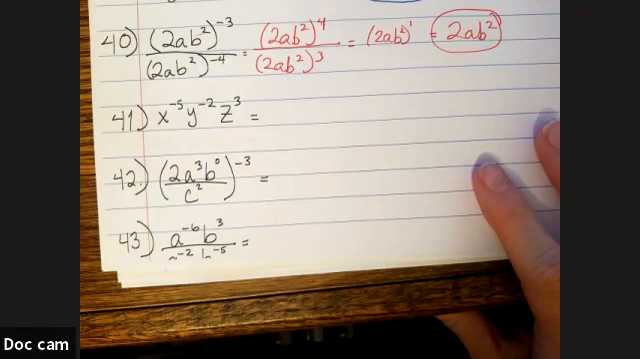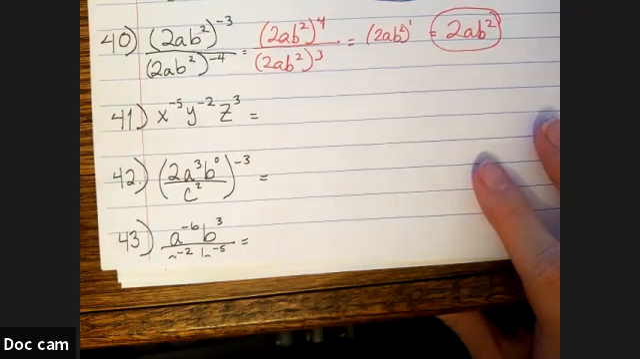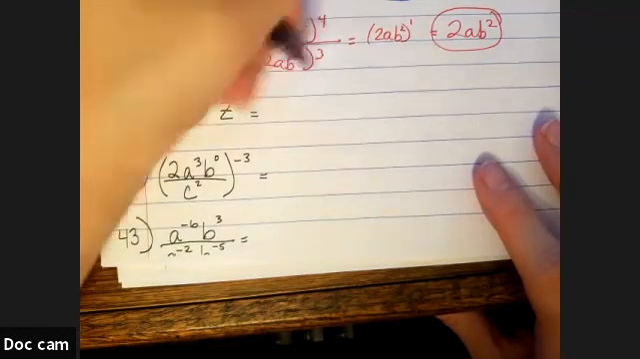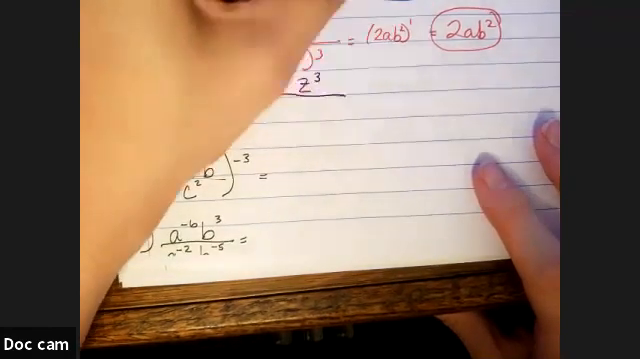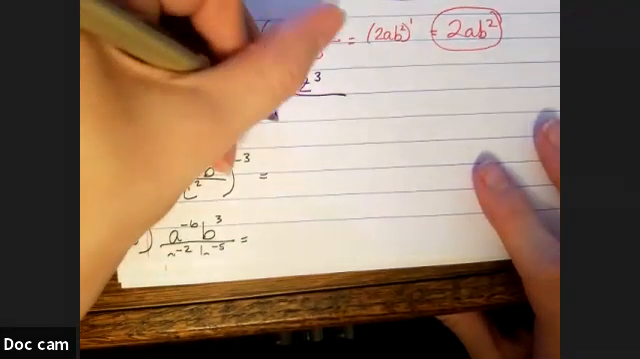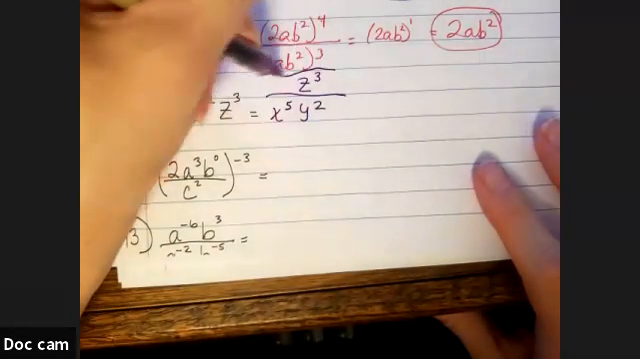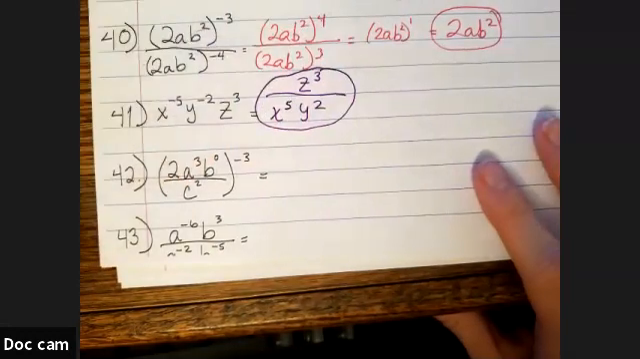All right. Number 41, just take the ones that have negative exponents and move them down to the denominator. So z to the third is going to be on the numerator. And then on the denominator, you're going to have x to the fifth y squared. So z cubed over x to the fifth y squared.